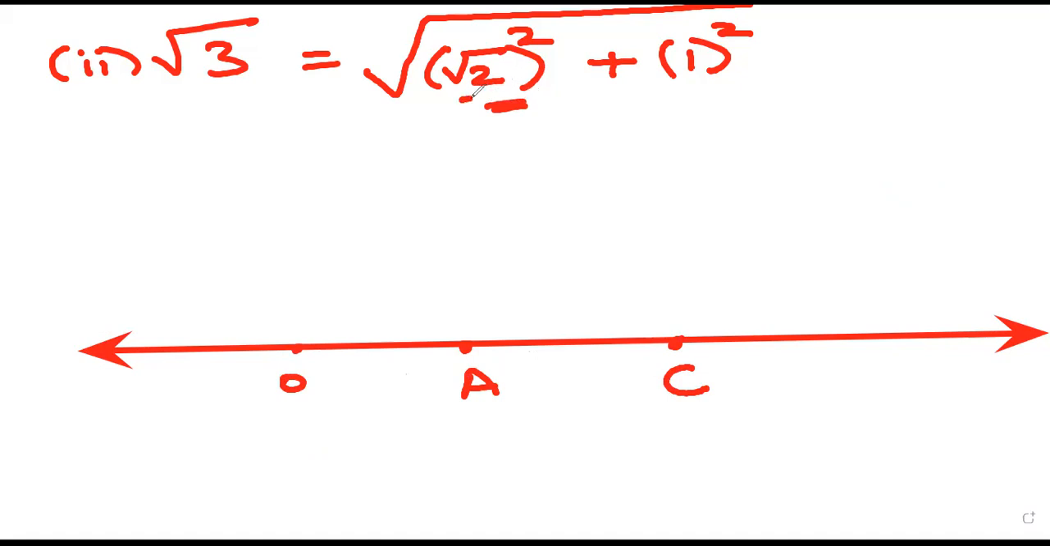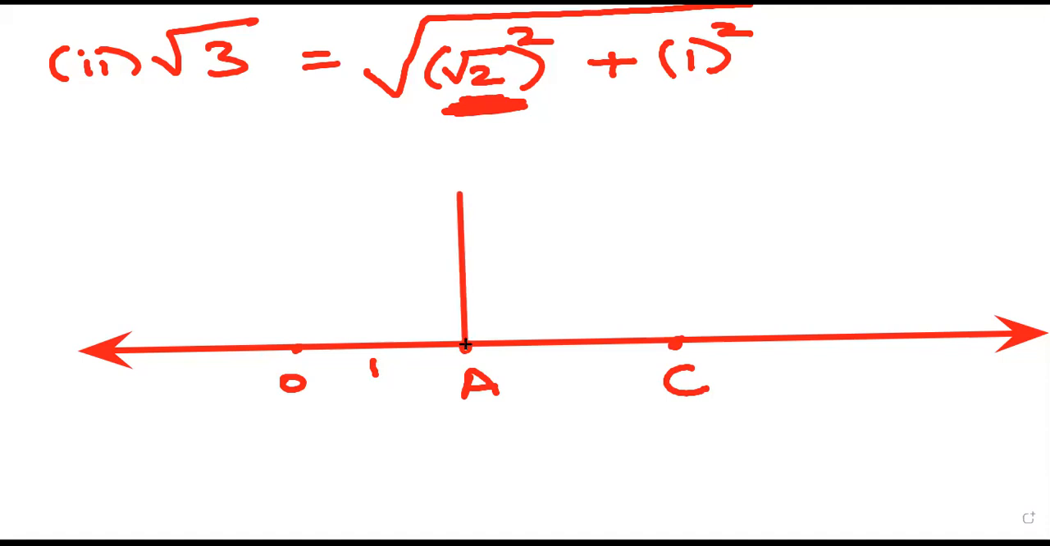So now, children, first you have to show root 2 on the number line. So how will you do? This is your 1 unit. Okay, children. Now draw a perpendicular to point A. Okay, so let's draw a perpendicular.